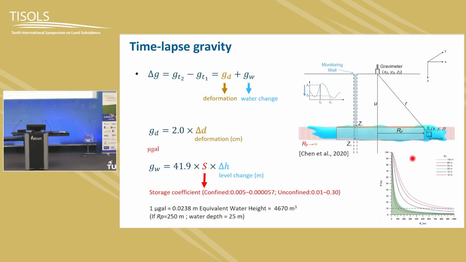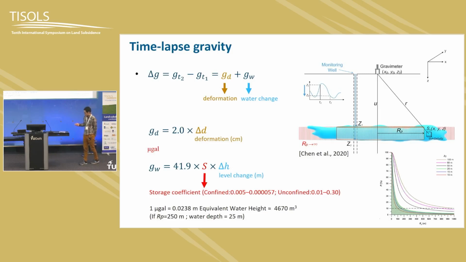So there's a rule of thumb: if your groundwater depth is like this, then in the cylinder area with a radius about 10 times your depth, this area will be the most sensitive region that you are looking at. So there's a case here. If we get a 1 microgal change, the radius is about 250 meters, so it's about 4,600 tons of water here.